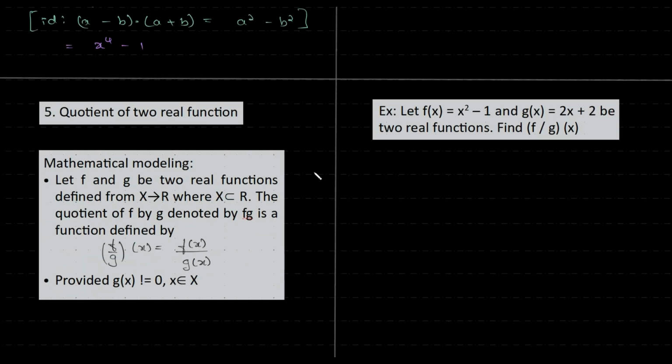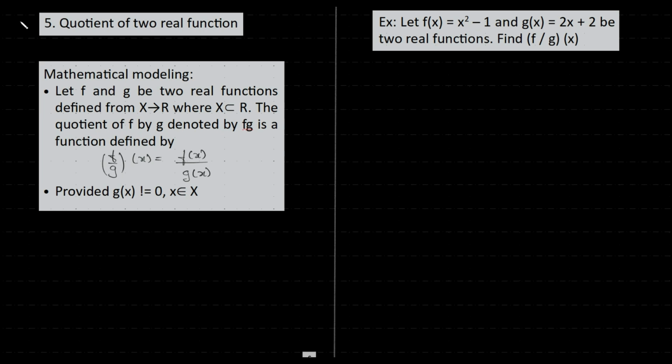Okay. Then at last we have the quotient of two real functions. So we have the mathematical model. Let f and g be two real functions defined for set X mapping to R, where X is a subset of R. The quotient of f by g is a function defined by (f/g)(x) is equal to f(x) divided by g(x), and g(x) cannot be equal to 0.